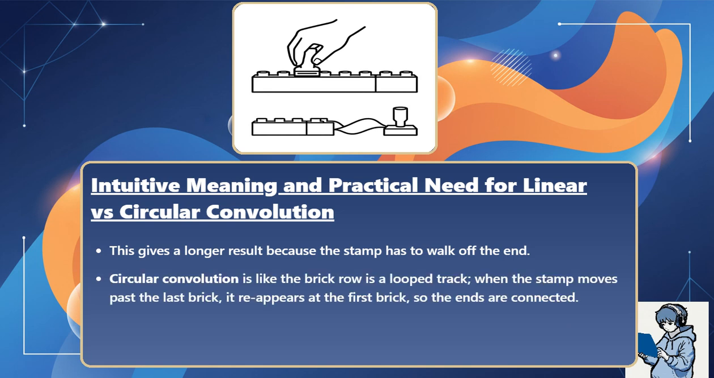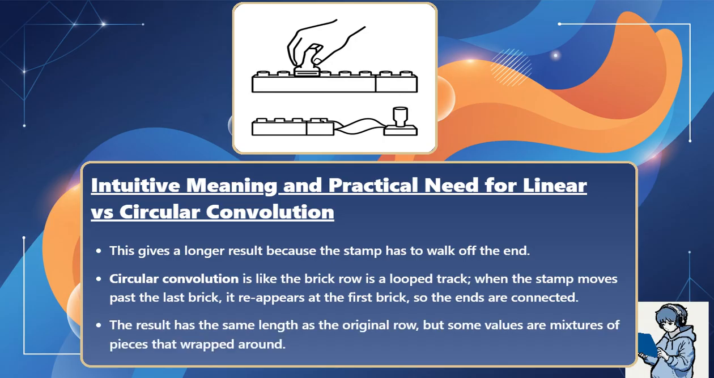Circular convolution is like the brick row is a looped track. When the stamp moves past the last brick, it reappears at the first brick, so the ends are connected. The result has the same length as the original row, but some values are mixtures of pieces that wrapped around.